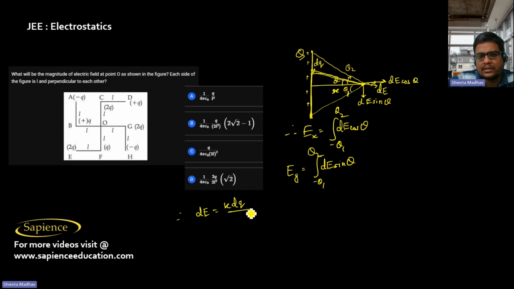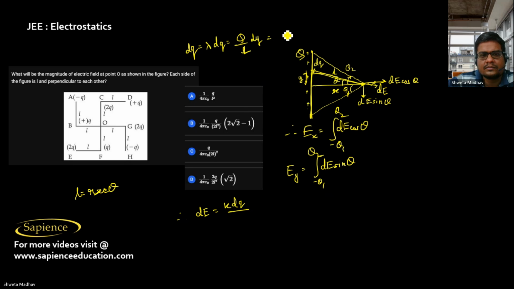Now E will obviously be k dq by this length. Let's say this is L. L cos theta is r, so L is r sec theta. And if this is y, then dq will be equal to lambda into dy, where lambda is q by L, the length. So q by L into dy, so lambda dy.